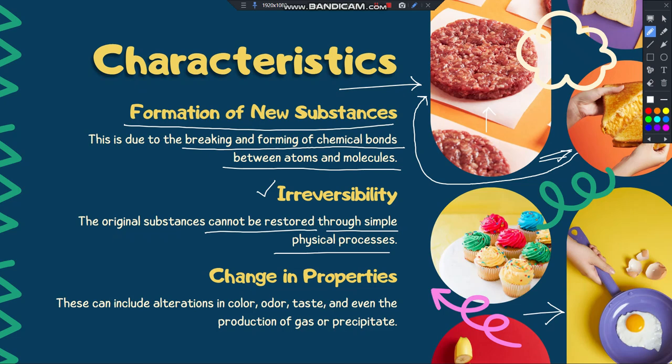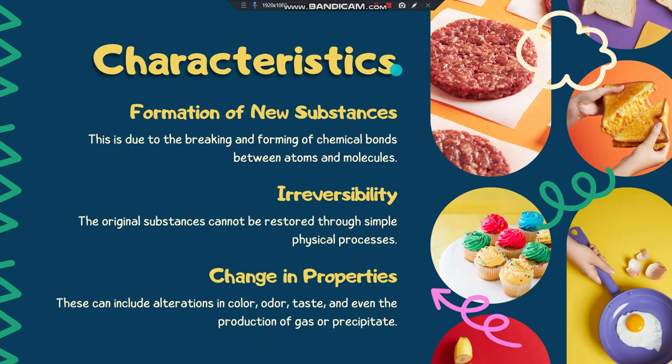And then the final one is the change in properties. Change in properties simply means alterations in color, odor (how it smells), taste (how it is perceived on the tongue), and even the production of a gas or a precipitate. So chemical changes are much more profound compared to physical changes. Whereas in physical changes, no new substances are formed, when we come to chemical changes, many more things are altered.